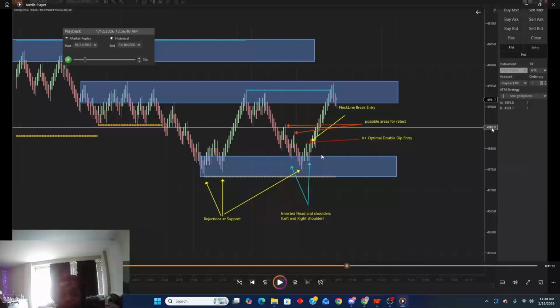Why? This is an imbalance. What is an imbalance? An area in the market that price has to come back to. It is an area where aggressive price has moved away from and it needs to come back and retest. A lot of people call it supply zones, demand zones. I call them imbalances in this STC setup that we got going on. Right? Now watch how price reacts at these A plus optimal setups.